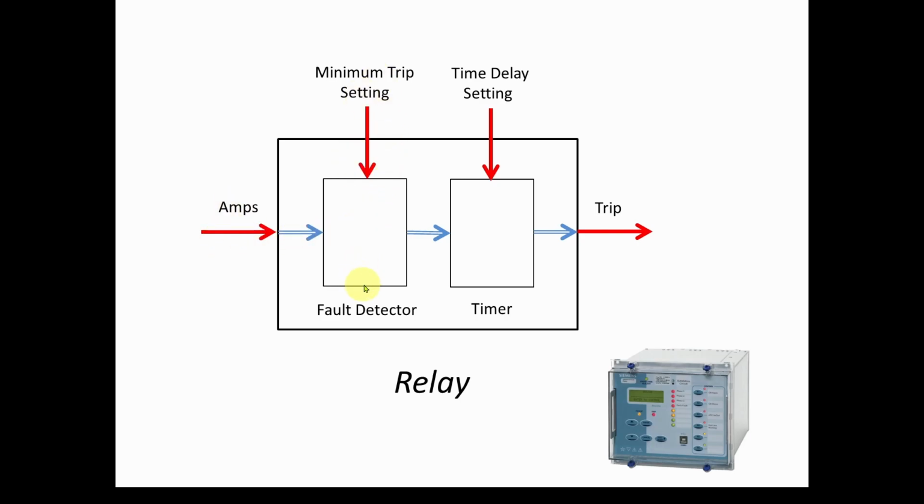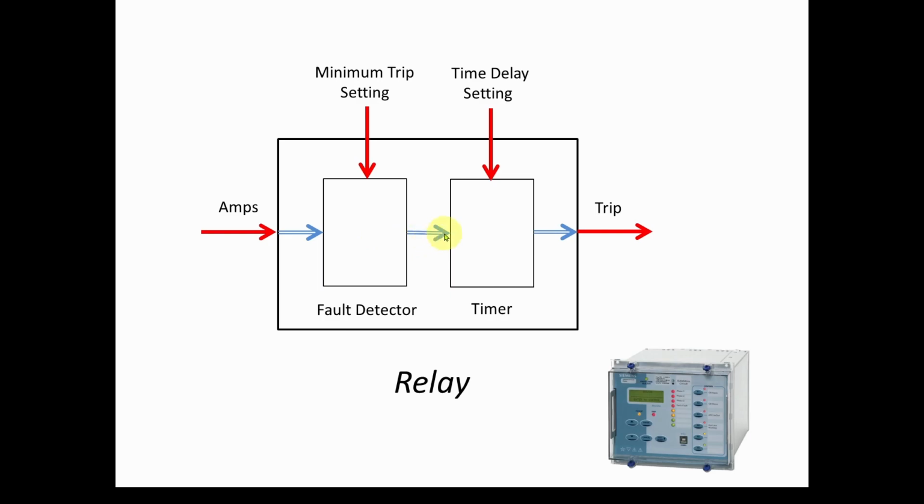And the way it does that is it uses what's called a fault detector. It detects whether there is a fault in the circuit. And to do that, it takes the incoming amps and compares them with what's called a minimum trip setting. So for example, if the normal current on that circuit when everything's normal is 2 amps, then you might set this minimum trip setting at 2 or 3 amps, and anything more than 2 or 3 amps is going to say, hey, wait a minute, that's too much.